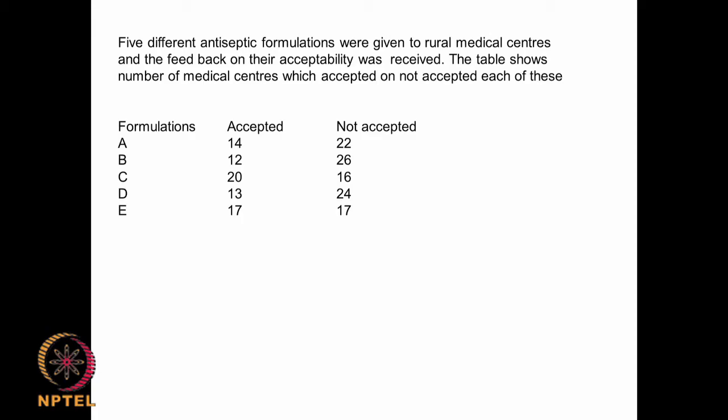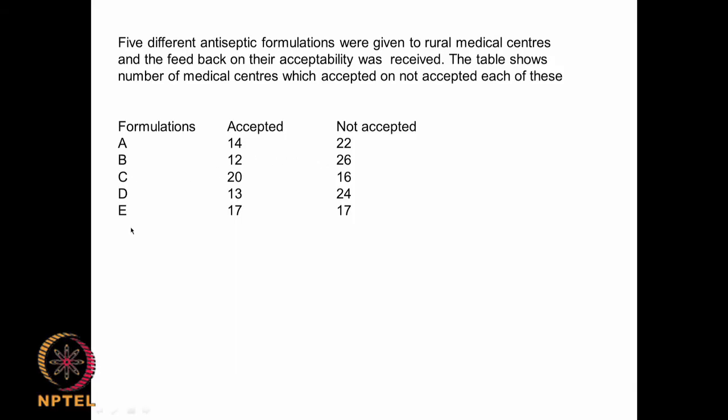We have 5 different antiseptic formulations. They are prepared and given to rural medical centers, and feedback on their acceptability was received: accepted, not accepted. The beauty of it is that the total need not be the same. You may get different sets of feedback. Some rural hospitals may give you feedback, some might not. So it does not matter.